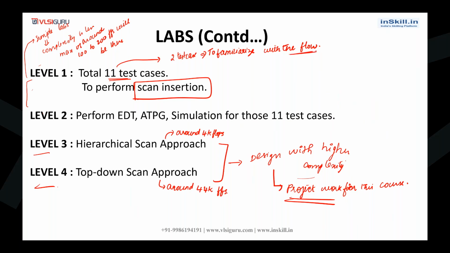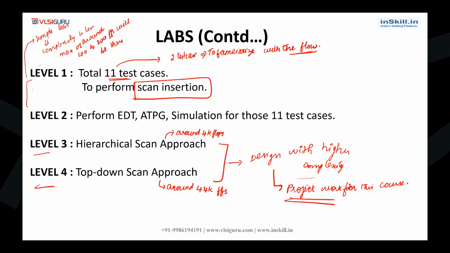Familiarize with the flow means, for example, you're going to perform scan insertion with the help of Tessent tools, so there will be a flow. What is scan insertion? Converting normal flops to scan flops, and you need to do the scan chain stitching. Now, if you want to do it with the help of Mentor Graphics tools, there are certain steps you need to follow. That is the flow of scan insertion.